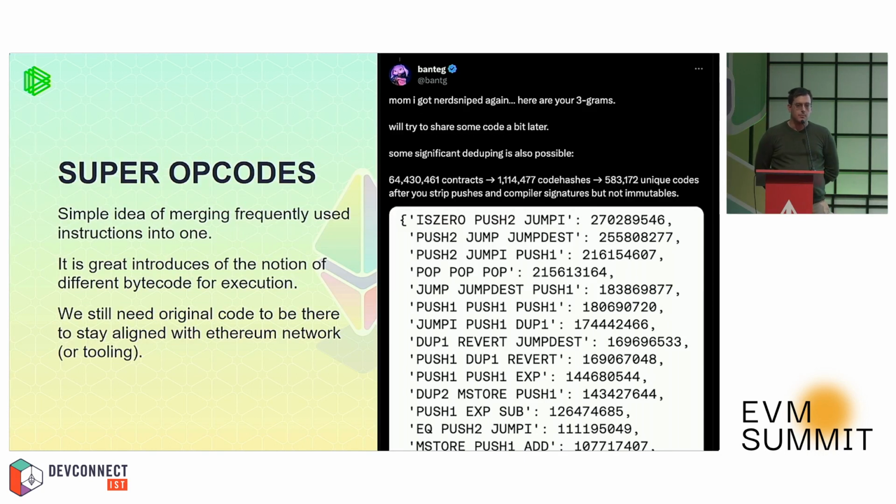Basically, transform the bytecode, even not at the protocol level, but create a new bytecode in parallel with the original bytecode, with custom opcodes that encompass the same functionality but are a little bit faster. We still need the original code so that we are compliant, but either way, the idea is there. Make another bytecode.